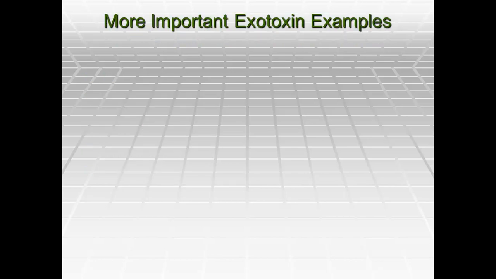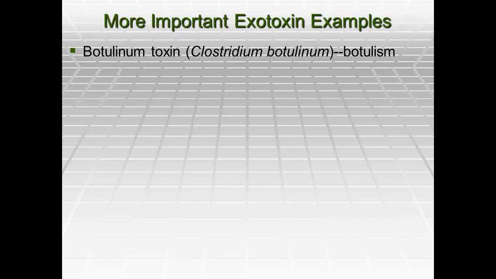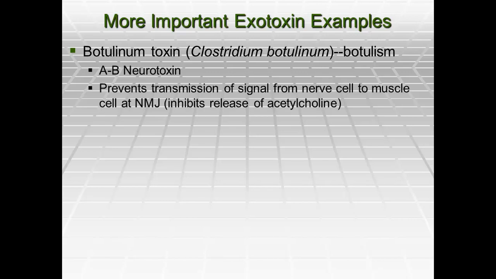Some more important exotoxin examples: botulism toxin, which comes from Clostridium botulinum, is an AB neurotoxin, and it prevents the transmission of signal from the nerve cell to the muscle cell at the NMJ, also known as the neuromuscular junction, and this inhibits the release of acetylcholine. And if you remember from 1151, if you inhibit that, then there's no muscle contraction.